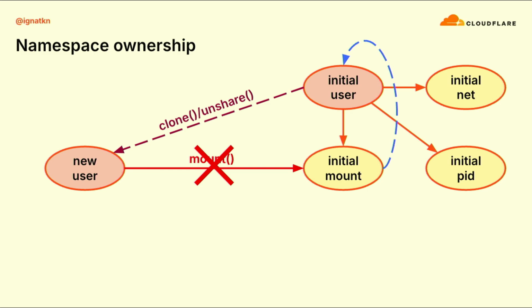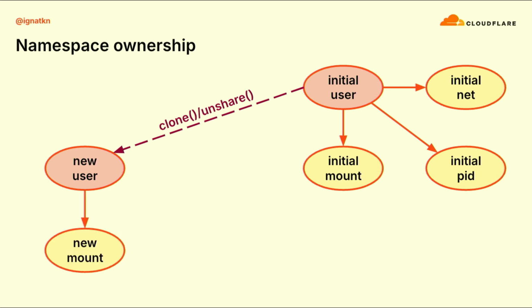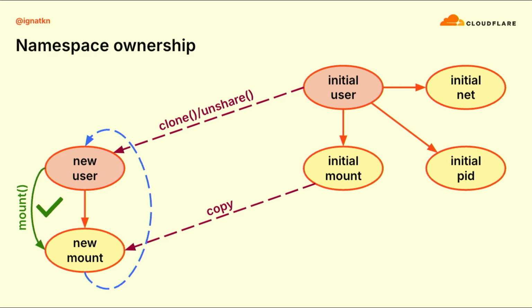So how would that work? What you can do is, when you've created a new user namespace, you can create a new mount namespace. So you can create a copy of the mount namespace, and then you can basically operate on it, and then the privileges will be checked against your new namespace, and it will be allowed.